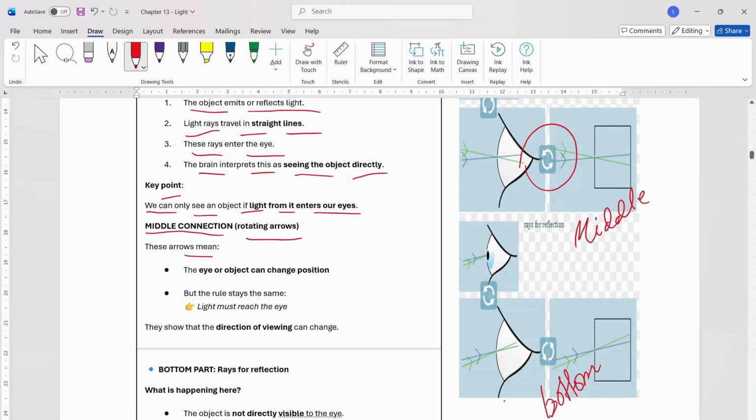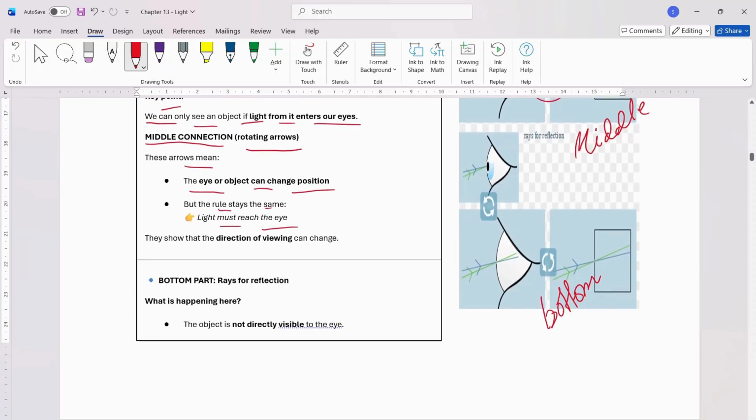These arrows mean the eye or object can change position, but the rule stays the same: light must reach the eye. They show that the direction of the viewing can change. Then we have a bottom part, rays of reflection. What is happening here? The object is not directly visible to the eye.